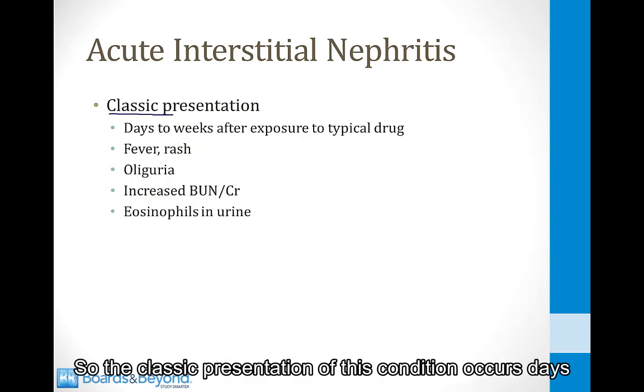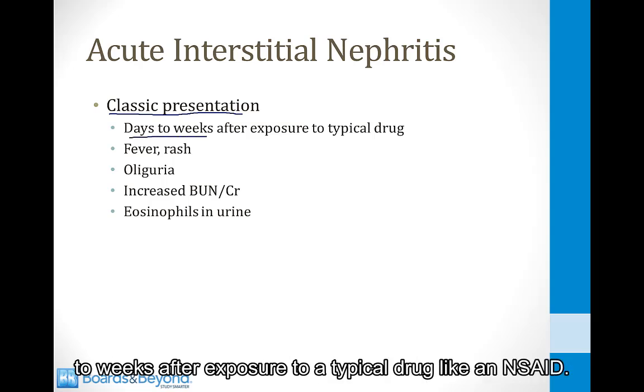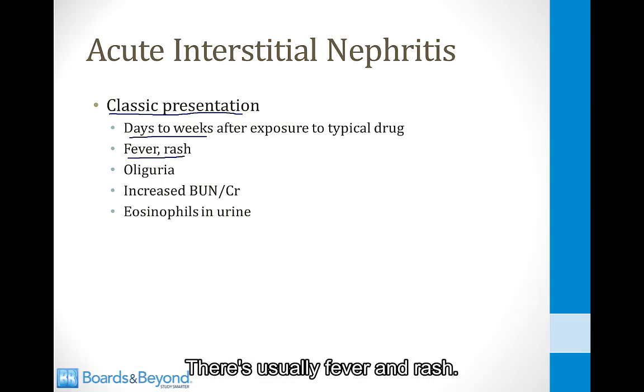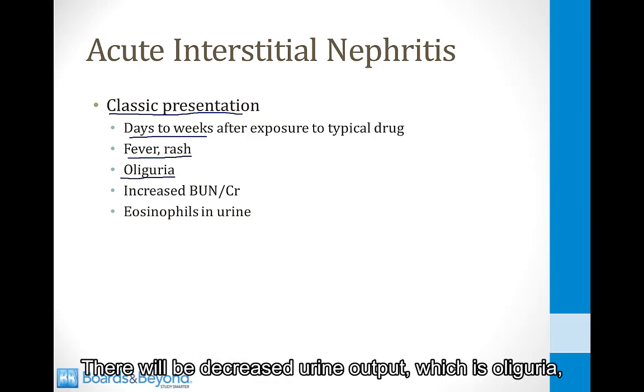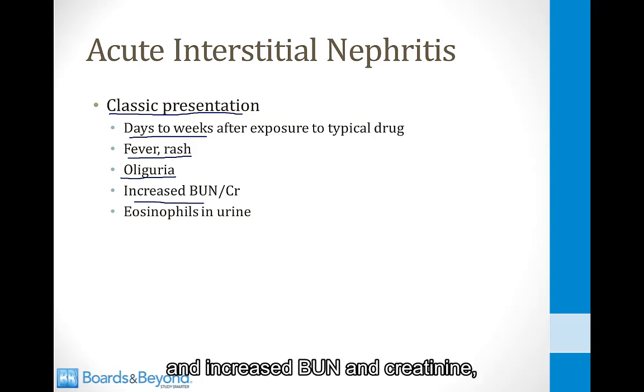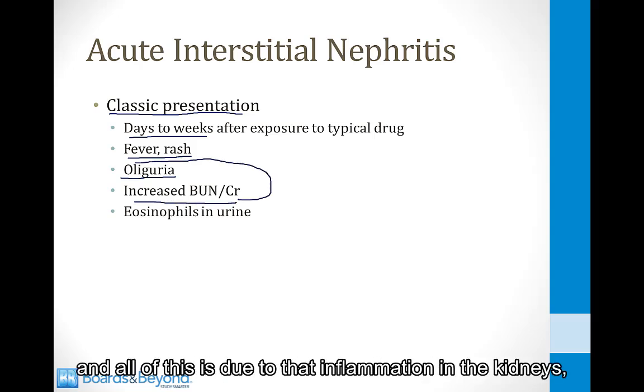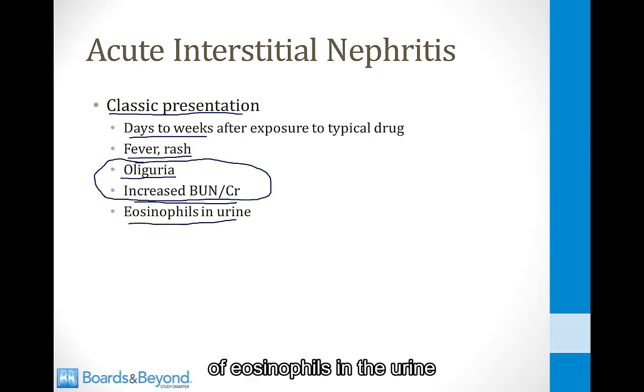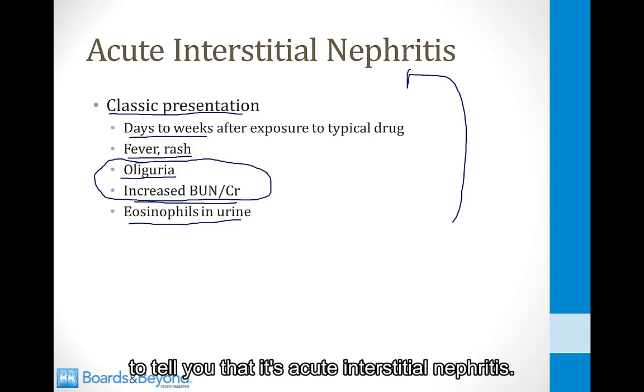So the classic presentation of this condition occurs days to weeks after exposure to a typical drug like an NSAID. There's usually fever and rash. There will be decreased urine output, which is oliguria, and increased BUN and creatinine, and all of this is due to that inflammation in the kidneys. And then there will be that classic finding of eosinophils in the urine to tell you that it's acute interstitial nephritis.